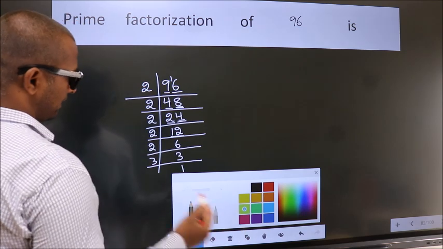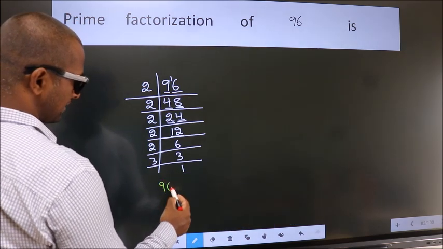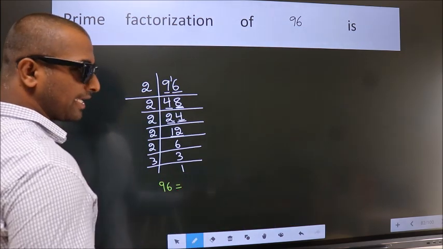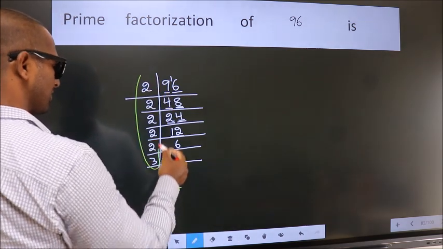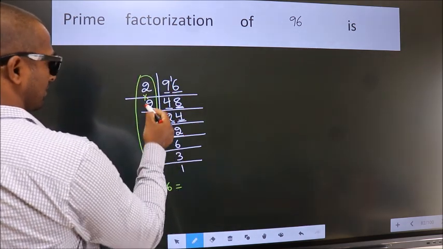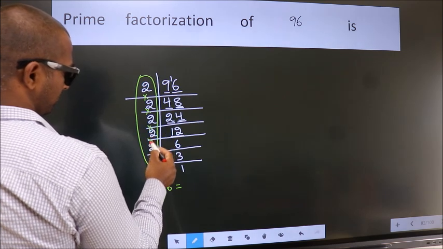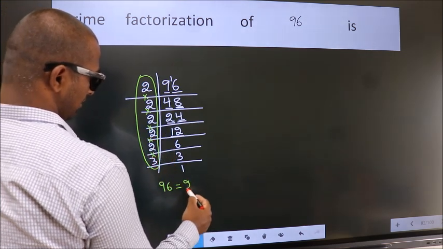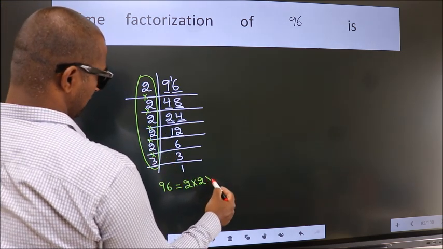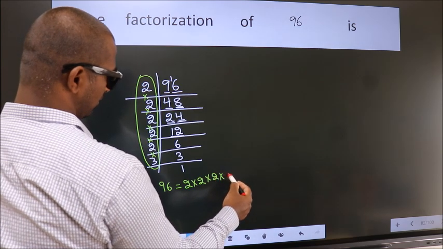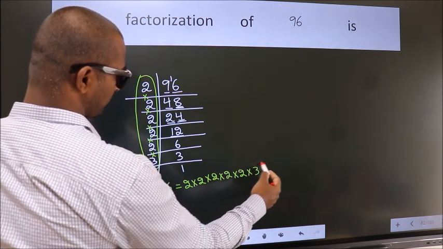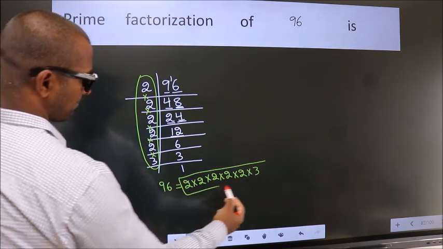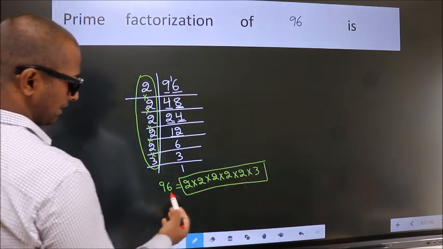Therefore, prime factorization of 96 is the product of these numbers. That is 2 into 2 into 2 into 2 into 2, finally into 3. This is called prime factorization of 96.